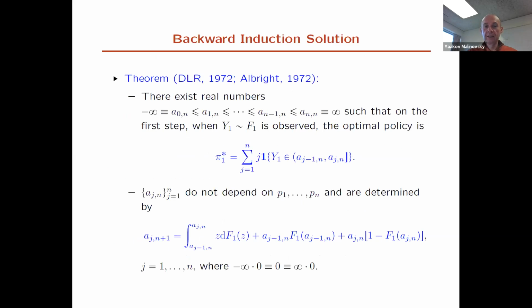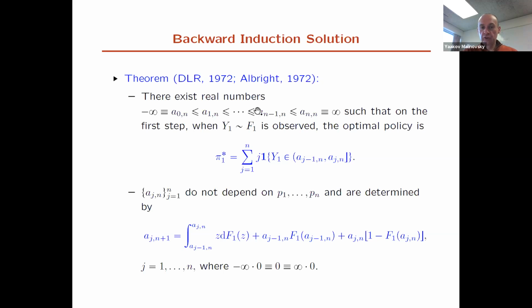Now, the problem was solved originally by Derman, Lieberman, and Ross, and then extended to independent but non-identically distributed random variables, as I said, by Albright. The solution is a very elegant solution. Of course, it depends on the distribution of these random variables. It is solved by backward induction or dynamic programming.